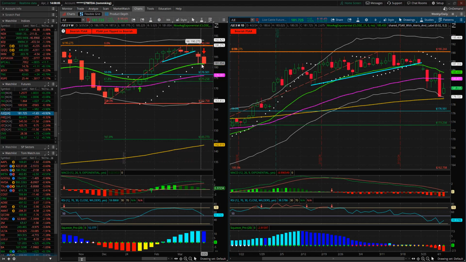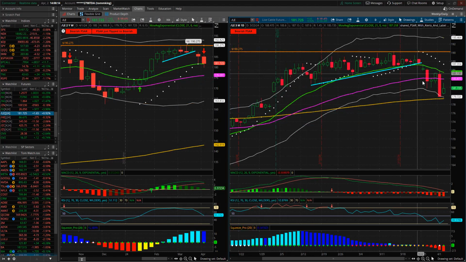Right now we got a nice pullback to the 21 on this thing, and let's get rid of these fibs. We got a nice pullback here to the downside. We touched the 3 ATR level. We touched close to the 200 moving average. We can still continue. This is a giant nothingness here, from a bullish or a bearish standpoint.